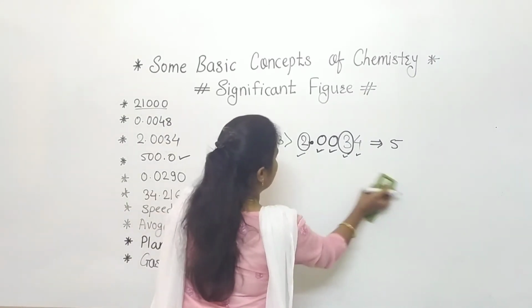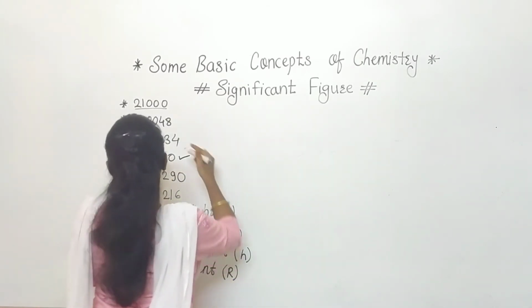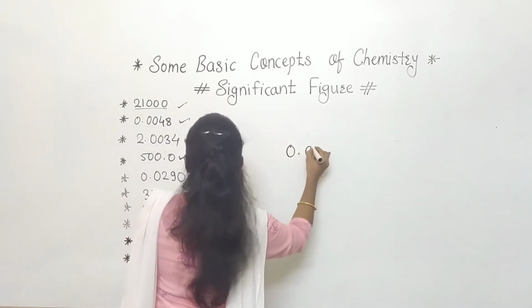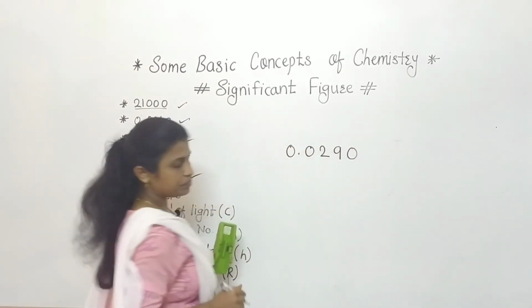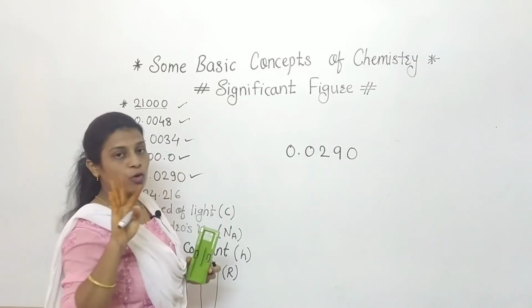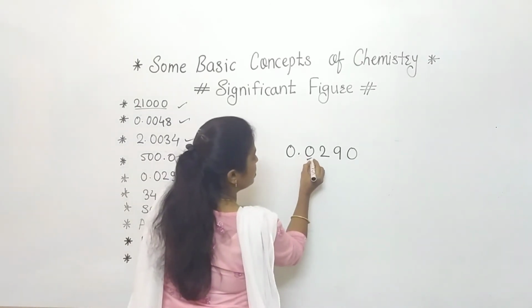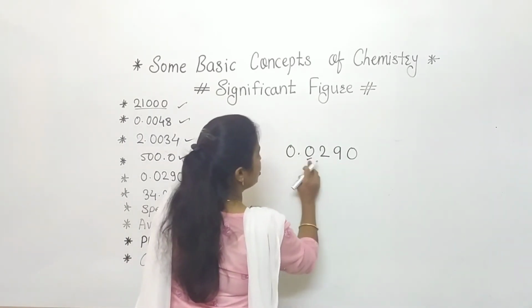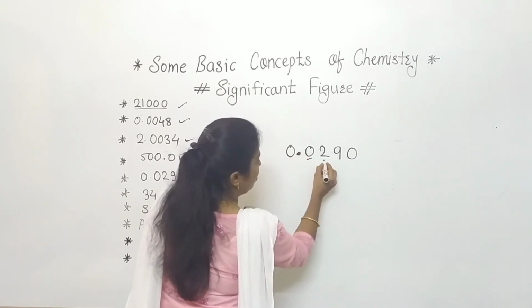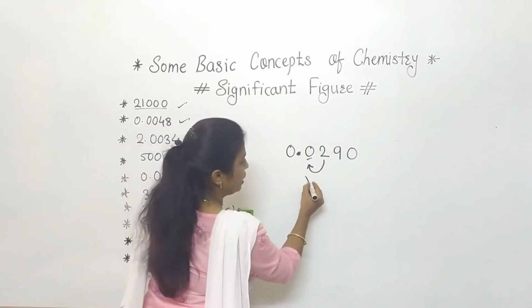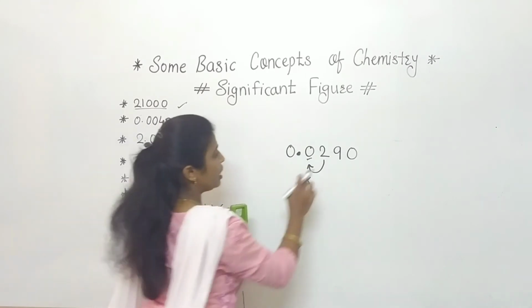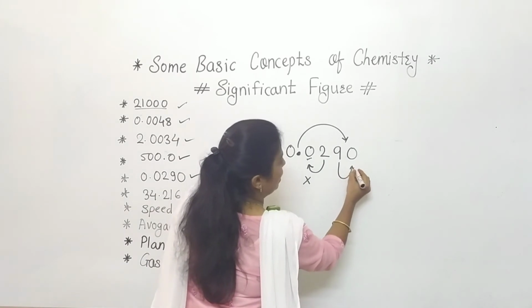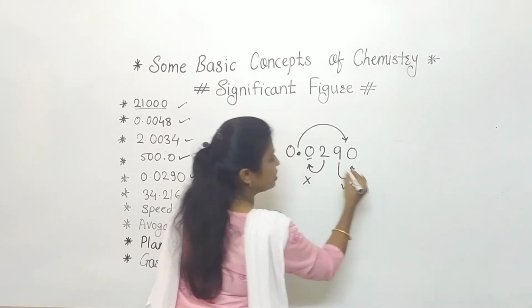Now see the fifth example. That is the first, second, third, fourth and here the fifth one is 0.0290. Again here, both the third and fourth rules we have to apply. This 0 and this 0, these two zeros are different. How? The first 0 is coming after the decimal but before a non-zero digit. That's why this is not significant. This 0 is coming after the decimal but at the end. So this is significant.